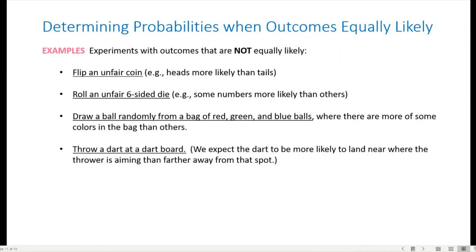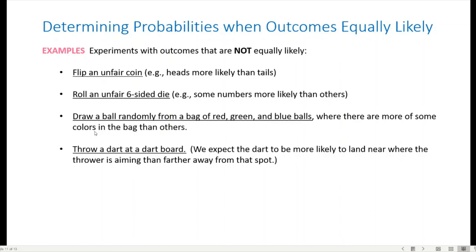All right, now it's important to realize that in some cases, you won't have equally likely outcomes, okay? So if you flip an unfair coin, if somebody tries to trick you and gives you a coin that's more likely to come up heads than tails, well, okay, outcomes aren't equally likely, so this method isn't going to work anymore. If you roll an unfair six-sided die, if somebody's trying to gamble and uses a shaved die or a weighted die that is more likely to come up with one number than others, well, this method isn't going to work. If you draw a ball randomly from a bag of red, green, and blue balls, where there are more of some colors in the bag than others, then this method isn't going to work, right?